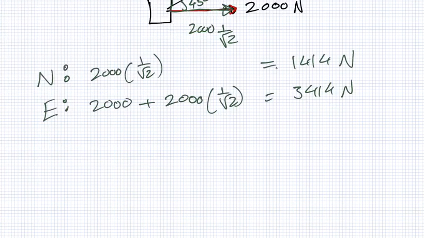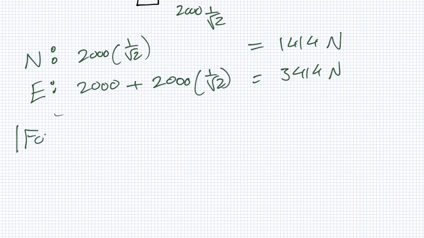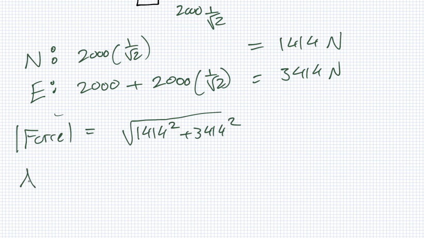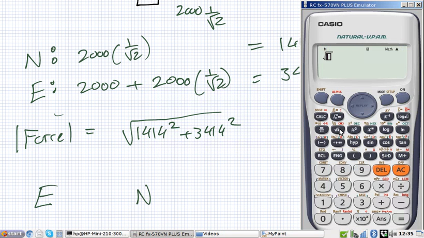Okay, so the magnitude of the force is going to be the square root of 1,414 squared plus 3,414 squared. And the direction will be east, so much north, and we'll get that in a moment. So first the magnitude: the square root of 1,414 squared plus 3,414 squared. So that's 3,695.